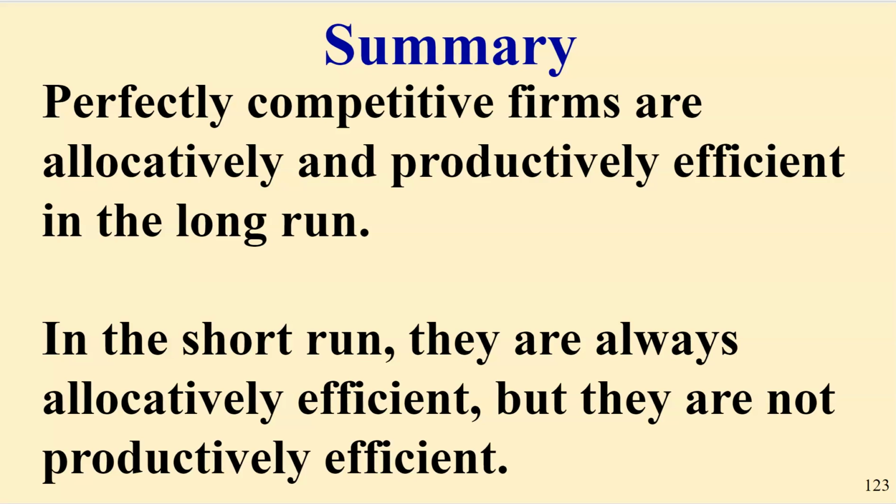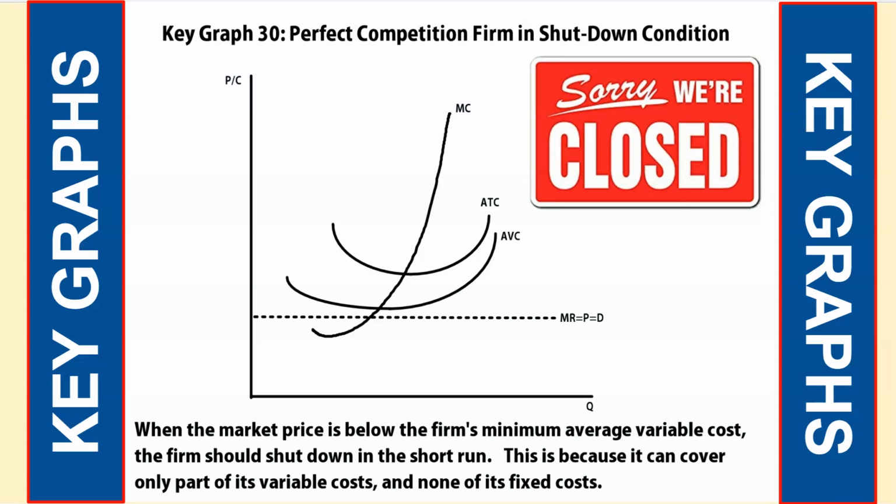Otherwise, they're not in the long run. In the short run, they're always going to be allocatively efficient, producing what society wants, but not necessarily productively efficient. And so that's what we tend to see in those firms and those key graphs. So taking a look at the key graphs one more time, we have a shutdown condition here. We're producing at MC equals MR, ATC and AVC above it. We're not able to meet our AVC, so we are in shutdown condition.